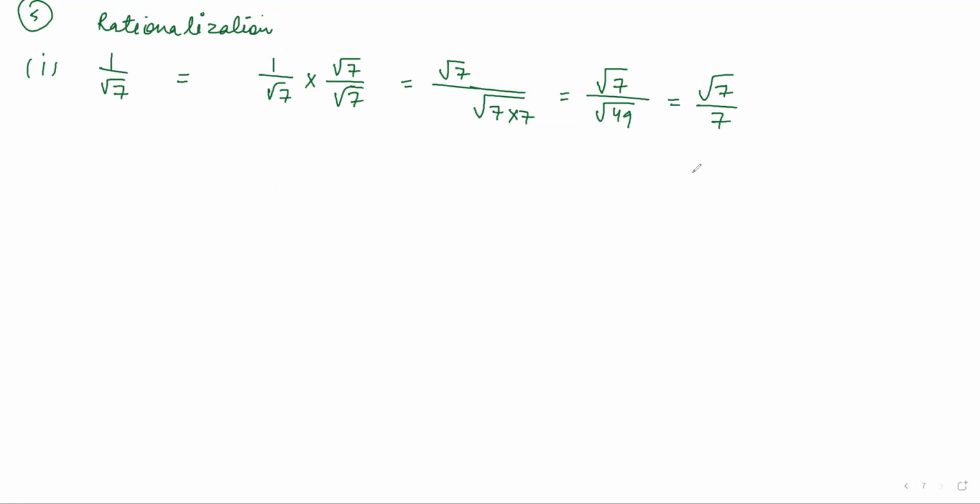Is that okay? So now you have seen that we have converted the denominator into a rational number. So this process is called rationalization. Second, we see how to do it: 1 upon under root 7 minus under root 6.